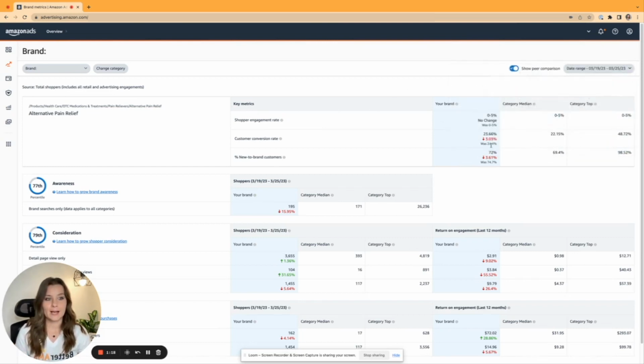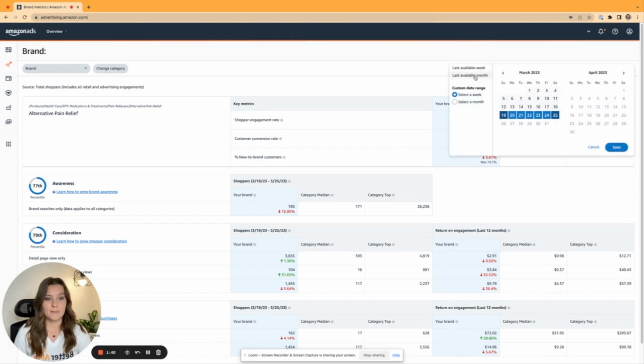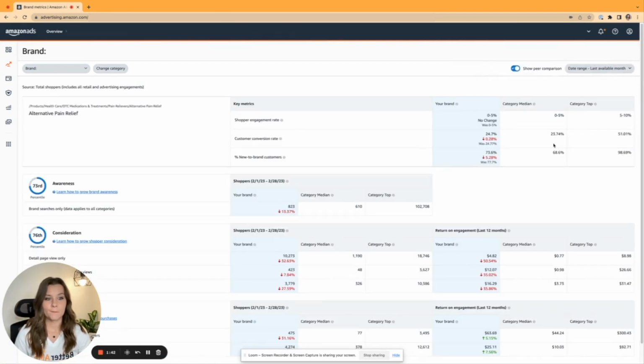So we can see here for last week, we were at a 23% conversion rate and the category average is 22. Still, that's great. Anything above the average, I'm really happy to see because a lot of brands are under the average. The fact that this is above means we're going in the right direction, but we always want to see that improving. If we select last month, we'll see we have a 24% and 23, so very similar to the weekly.